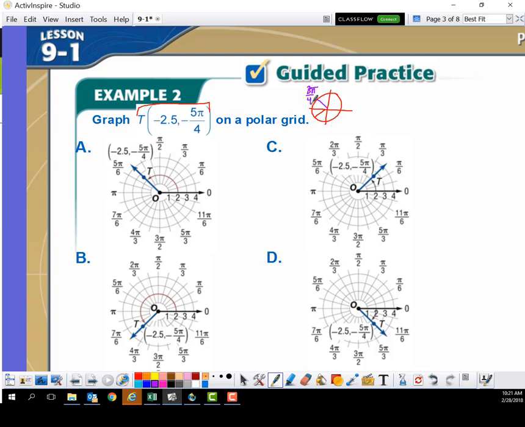So I'm going to find that line, and because I'm going -2.5, I'm actually going to go backwards 2.5 units. So that looks to me like the correct answer choice would be D. Because again, -5 pi over 4, I go clockwise, and I'm going to end up right here. But because the directed distance was negative, instead of going along that line 2.5, I go back 2.5. And notice how that point is strategically placed between ring 2 and ring 3, obviously because it's 2.5.